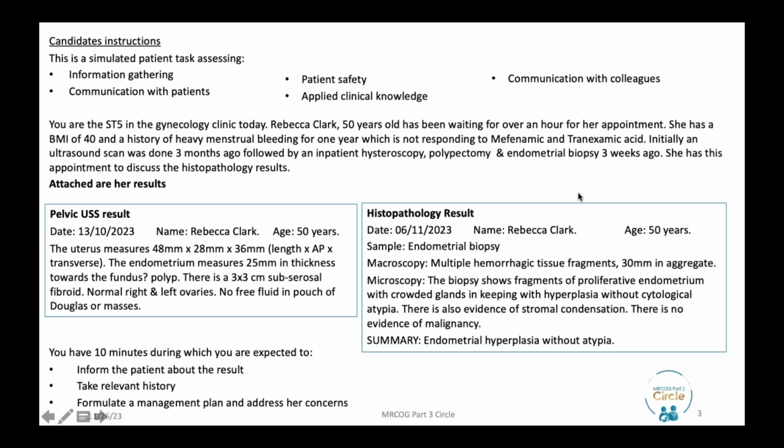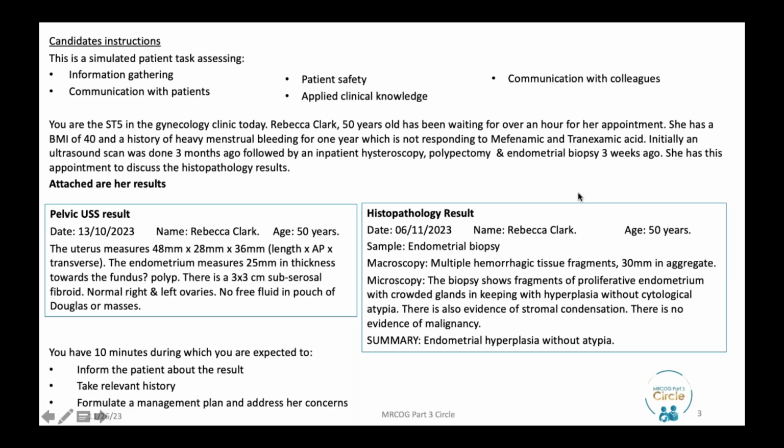No. So coming to your results, you know that when you had the scan 3 months ago, it showed that the lining of your womb was thickened, and they queried if there was a polyp. When you had the procedure, the polyp was removed, and a sample from the lining of the womb was taken just because it was thick. Now it was looked at under the microscope in the lab. What they found was that you had overgrowth of the cells of the lining of the womb, but the cells are not abnormal and they're not cancerous. Okay, does that make sense to you?